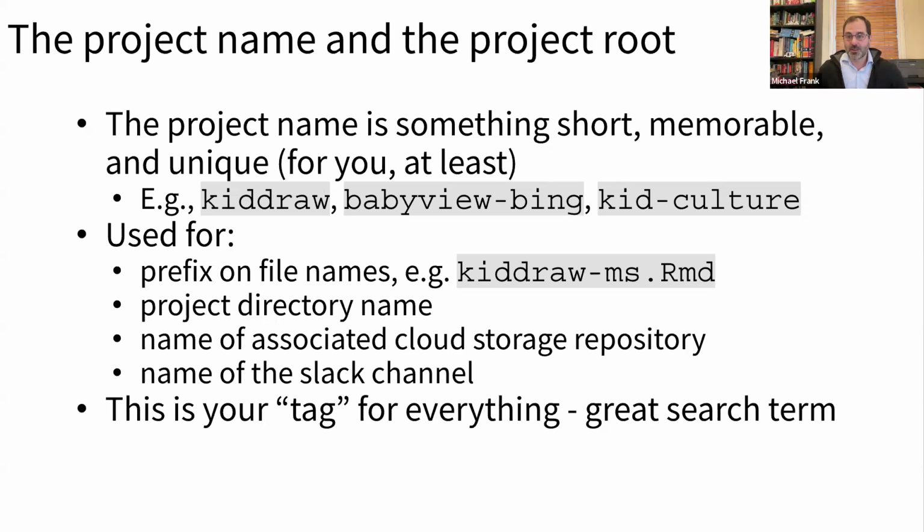So then I ended up with a lot of Pragbat and Praglook and Pragtouch and so forth, all of these Prag type titles. Now my lab does a bit more other stuff. So we've got titles like KidDraw, BabyView-Bing, Kid Culture, and so forth. This project name is used for a lot of stuff. It's the prefix on the file name. So you want something like KidDraw manuscript.rmd.